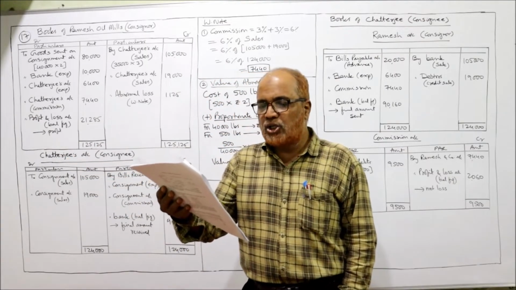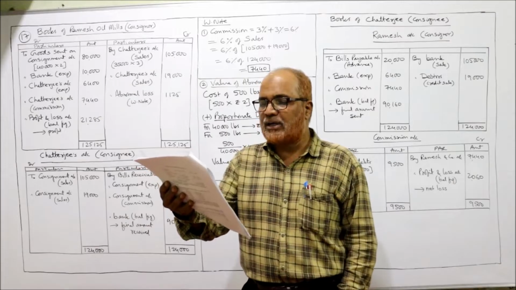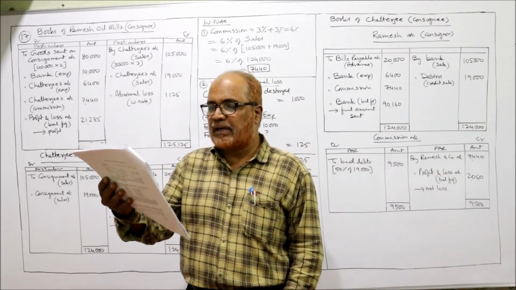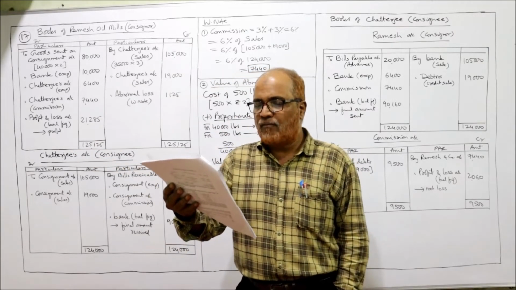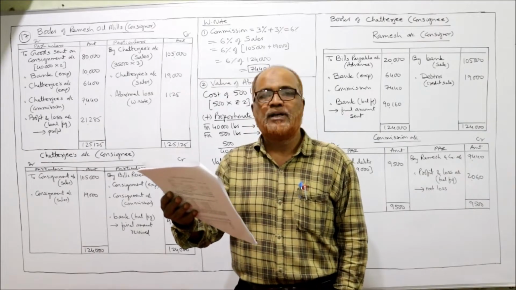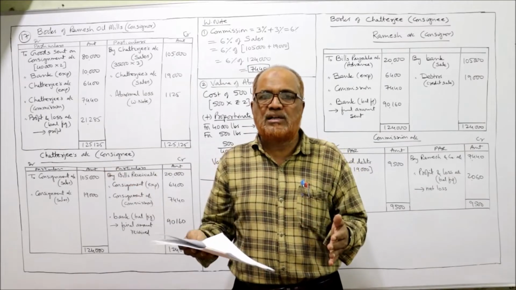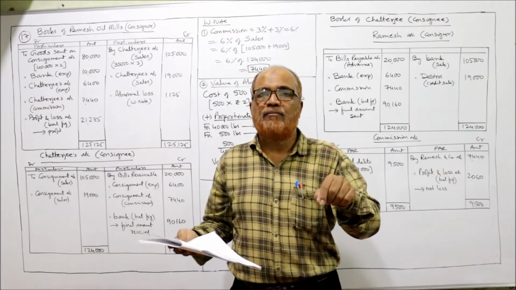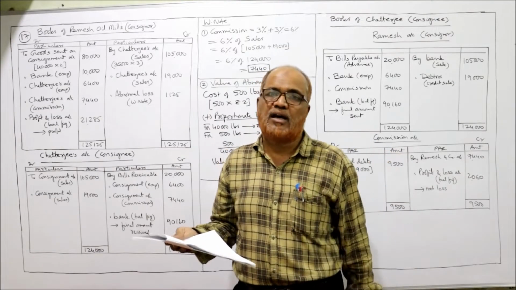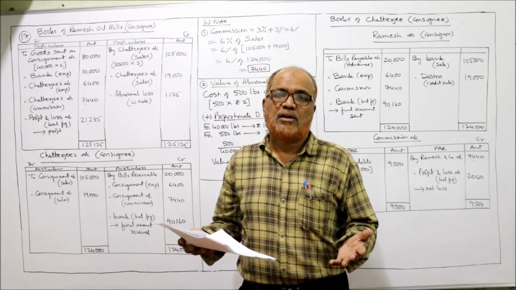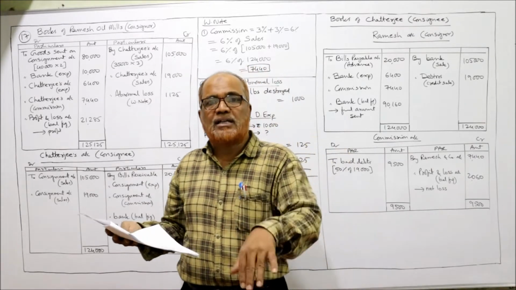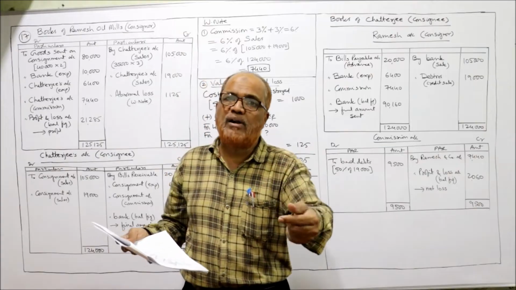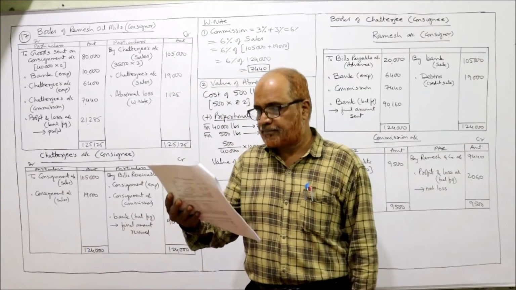Now, B.N. Chatterjee took delivery of the consignment on 10th April and accepted a bill drawn on him by Ramesh and Company for 20,000 for 3 months. That means as soon as the goods are received, the consignee has accepted the bill which is drawn by the consignor as an advance. So it is bills receivable for the consignor and bills payable for the consignee.